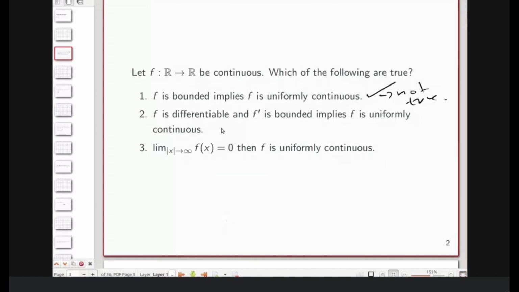Okay, now let's go to the second part. f is differentiable and f prime, which is essentially the derivative of f, is bounded. Does this imply uniform continuity? Hello, am I audible? Yes. Okay. So we have a function which is given to be differentiable, and I know that the derivative is bounded. So can I somehow say that it is uniformly continuous, or do we have an example where it satisfies the condition, but it is not uniformly continuous?